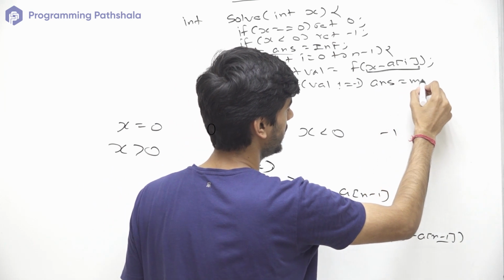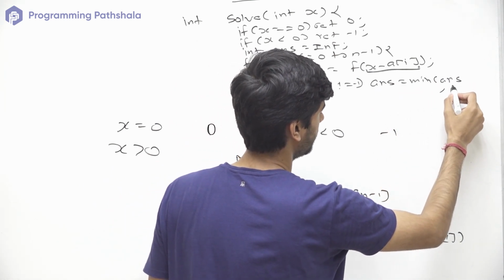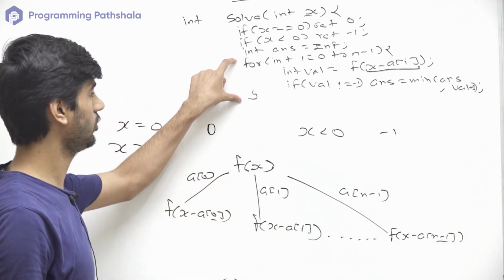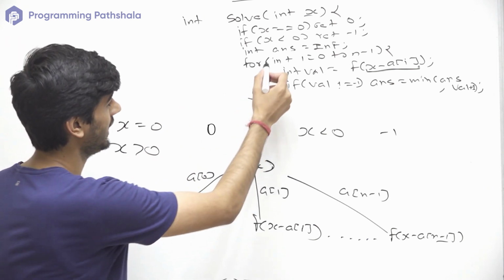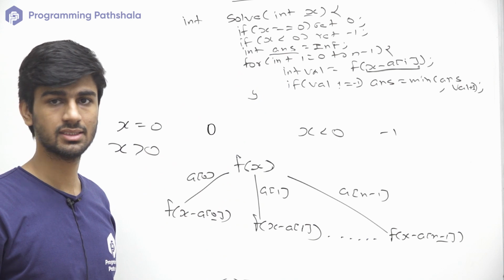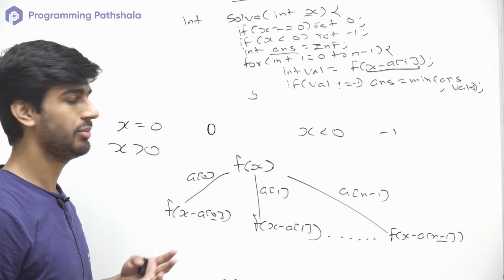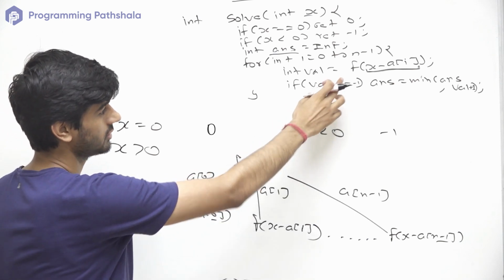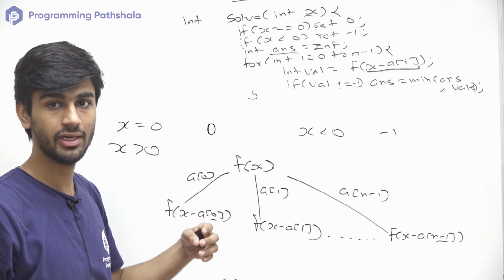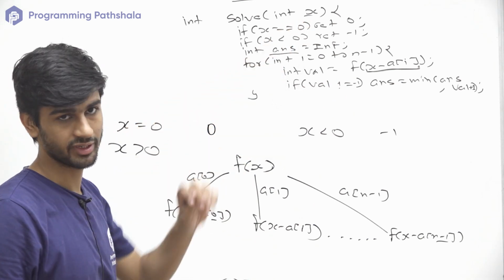So answer is equal to the minimum of answer comma value, right. Now after this for loop, we can say that this variable ans will be having the minimum number of coins that are required to get a sum of x, right. Okay, now it may happen that all the function calls return us -1, right. And if all the function calls which we have made return us -1, in that case we can say it is impossible to get a sum of x, right.